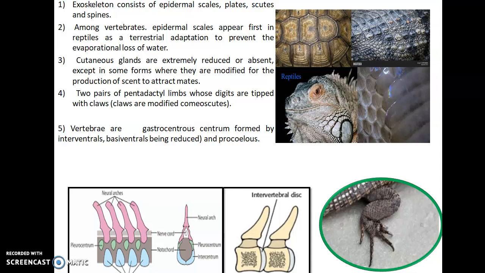Then, they are characterized by the presence of 2 pairs of pentadactyl limbs. Penta means 5; they are provided with 5 digits, just like this, and the digits are generally tipped with claws. You can see the digits end in claws, as in lizards and crocodiles, and as in chelonians, that means turtles and tortoises. What do the digits end in? Claws. These claws are concerned with clinging firmly to the substratum or to branches.